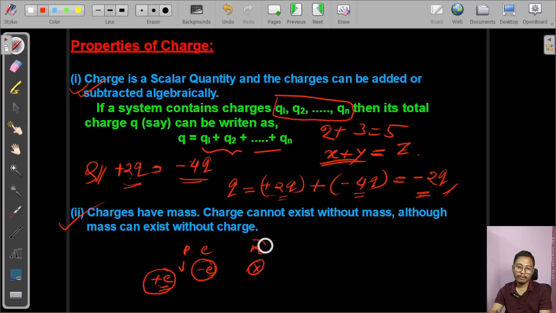But they have mass. The neutron has mass but no charge. That means mass can exist without charge. But suppose the electron and the proton had no mass. Then what will happen? They can't exist. Since they can't exist, their charges will also not exist. In other words, charge cannot exist without mass. Understood?